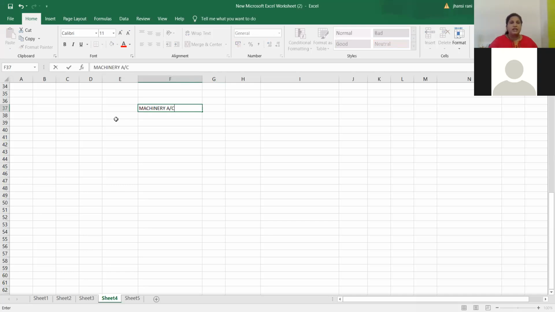And the machinery account, as we know, has a date column, particulars column, and amount column, the same on both the sides. Date, particulars, and amount column.